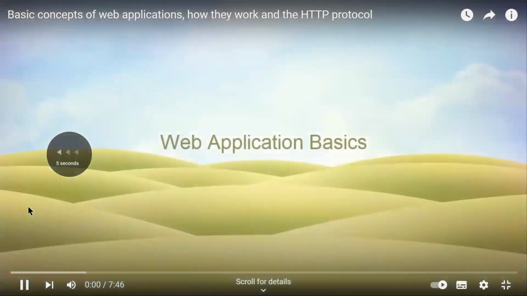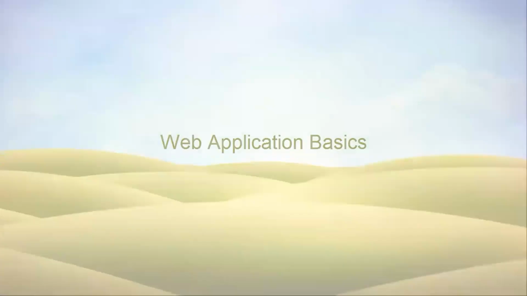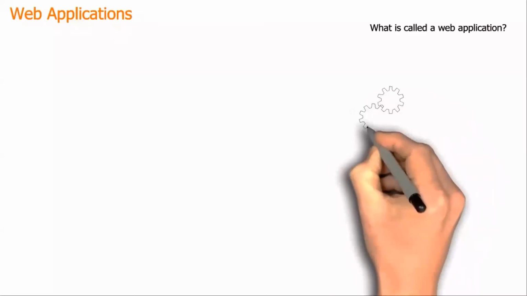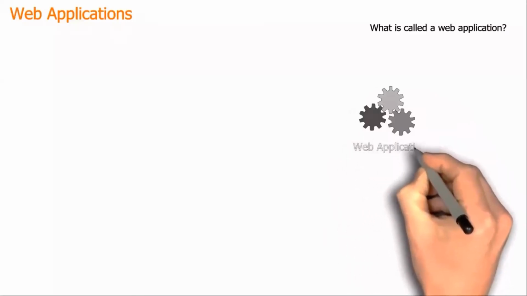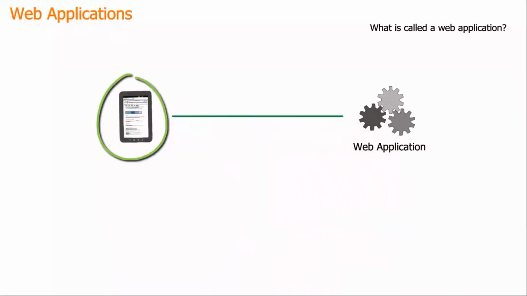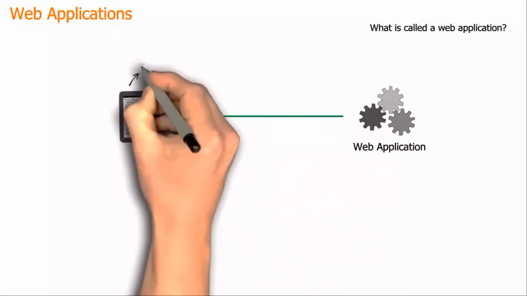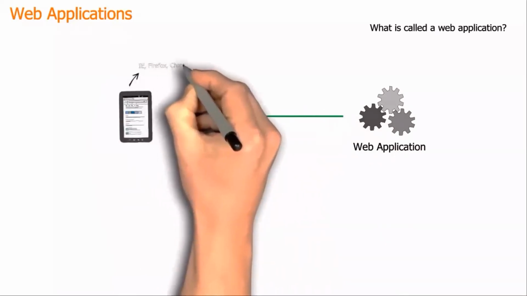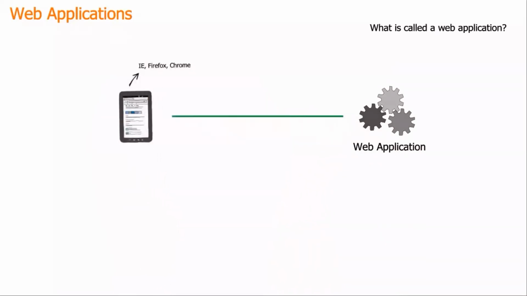In this video, we are going to look at the basics of web applications, or how web applications work. First of all, let's understand what's called a web application. A web application is a piece of software which can be accessed from a browser. And you know what's called a browser? A browser is an application that you use for browsing the internet. And the examples are your IE or Firefox or Google Chrome or Safari. You all know about that.